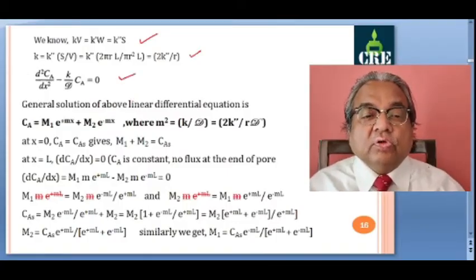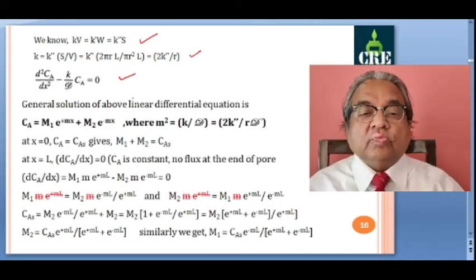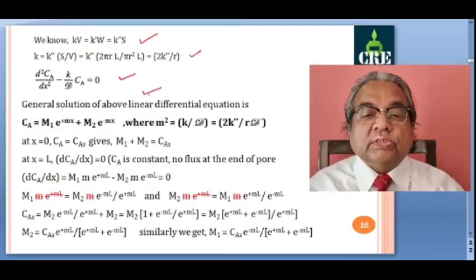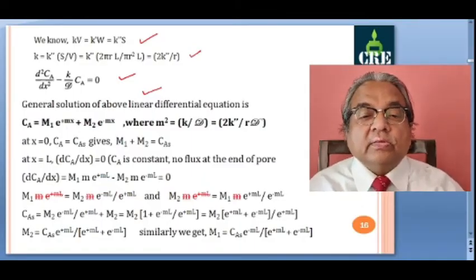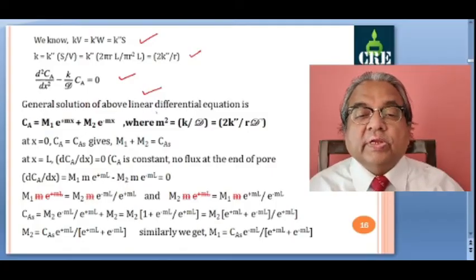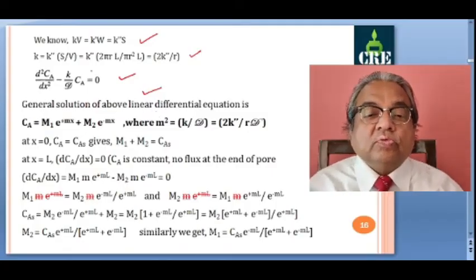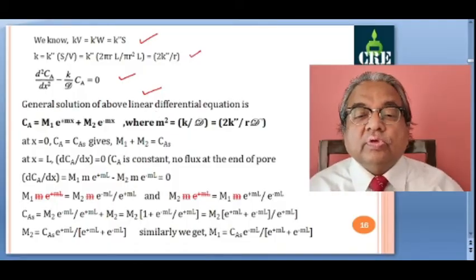With these definitions, our differential equation now is d2Ca by dx square minus k by D into Ca is equal to 0. So this is a differential equation. If we write a general solution for this, Ca is equal to some constant m1 into e raised to mx plus m2 into e raised to minus mx, where this small m can be written as m square is equal to k by D. So small m is root k by D, and this k is nothing but 2k double prime by r into D.